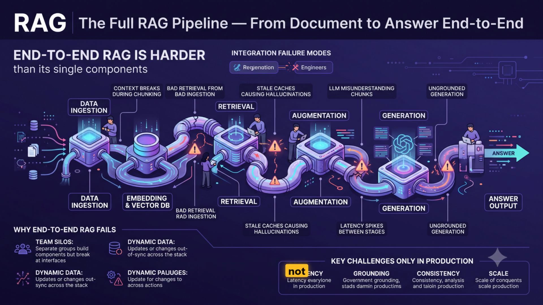The strongest career signal you can send is not having built one RAG. It's having maintained one in production that successfully kept up with dynamic data and user scale. When you run an end-to-end pipeline, you aren't just connecting services, you're engineering context.